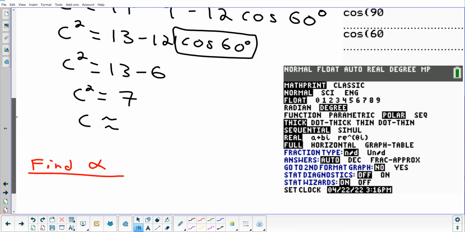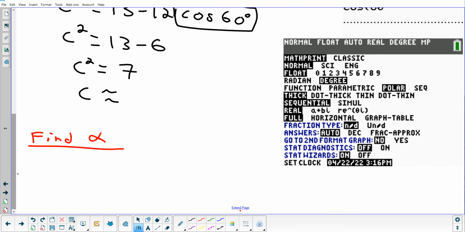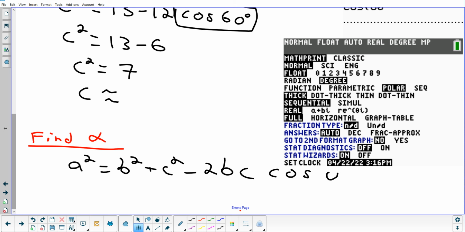Okay, so to find alpha, how does the law of cosines start out that has alpha in it? What letter is at the beginning? A. So a squared equals b squared plus c squared minus 2bc cosine alpha. Okay, now we'll fill it in.